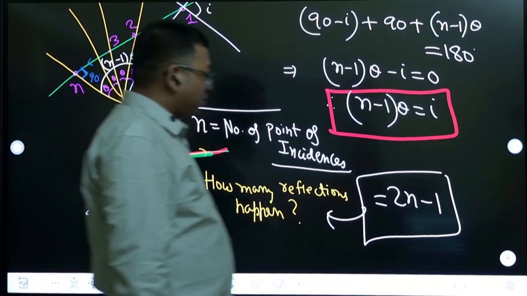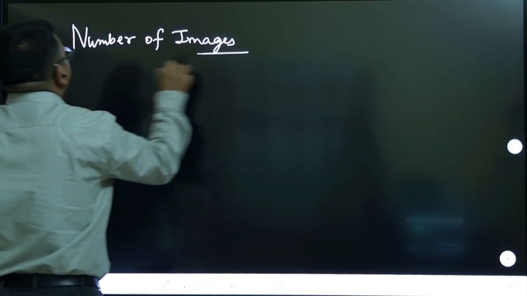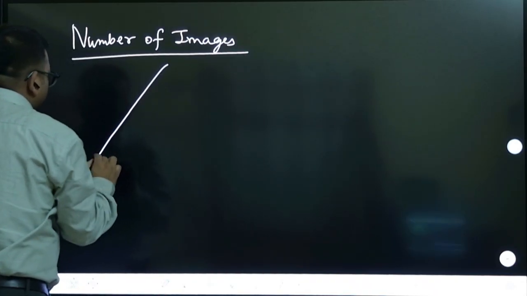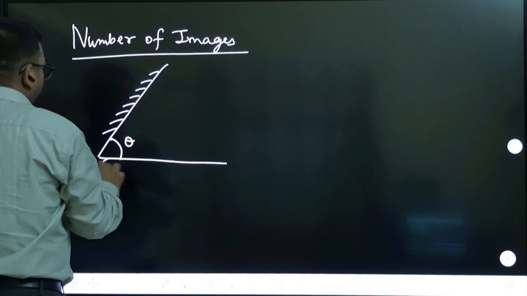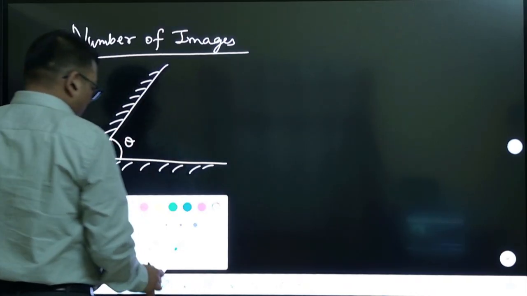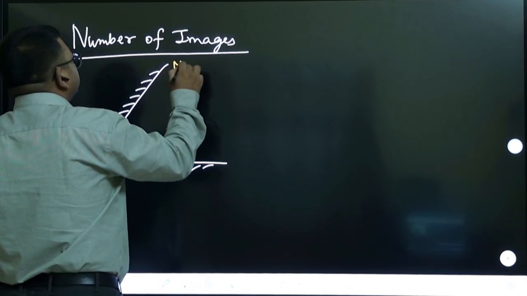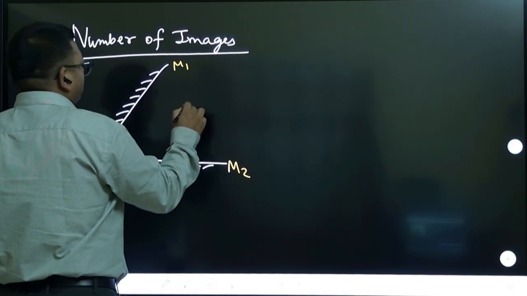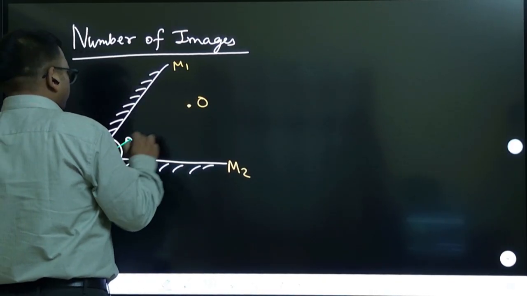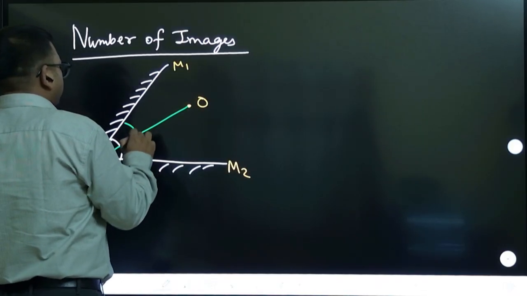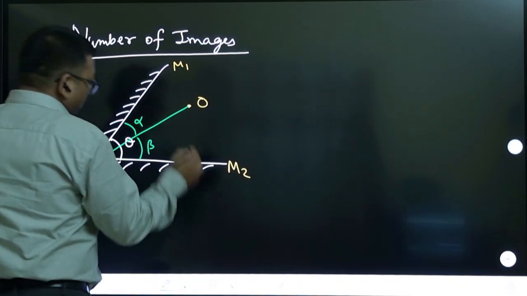Then coming to this idea of number of images. Last point here, the number of images we have to calculate. So suppose there are two plane mirrors at an angle of theta. This is one plane mirror and this is another plane mirror, and the angle between them is theta. This is the first mirror and the second mirror. Let us say the object is somewhere here. First of all, you join this object like this, and let us say these angles are alpha and beta.